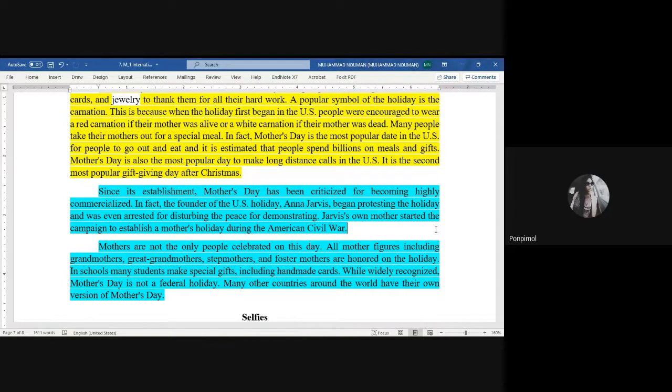In schools, many students make special gifts, including handmade cards. Mother's Day is not only a United States holiday. Many other countries all over the world have their own versions of Mother's Day.